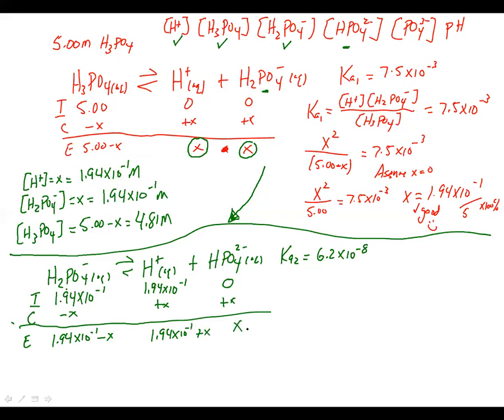Any questions on the second ice table? So again, essentially we're using the equilibrium concentrations from our first table as the initial concentrations in our second table, again, because we've already generated those, so it's not going to be 0. Just like above, we'll go into our Ka2 expression, and just like above, it's going to be our products over our reactants.